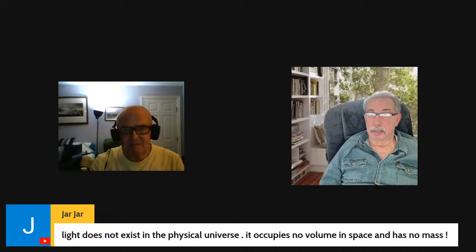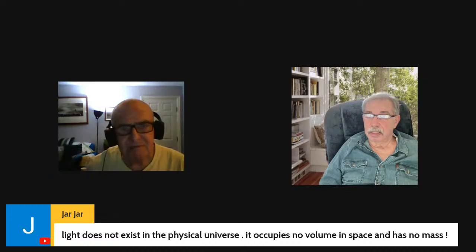Right. I'm reading what's on the line here. There's Jar Jar here in the chat room. He says, light does not exist in the physical universe. It occupies no volume in space and has no mass. The first two parts of the statement are wrong. The last part of the statement, why it has no mass, is not understood unless you use my theory.